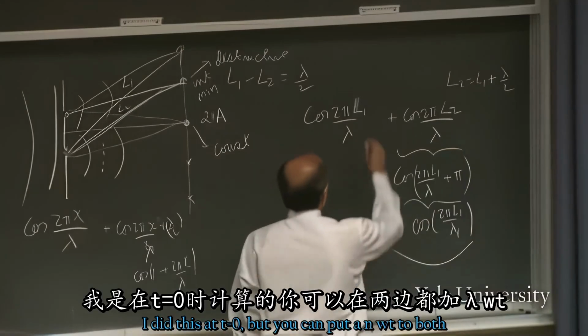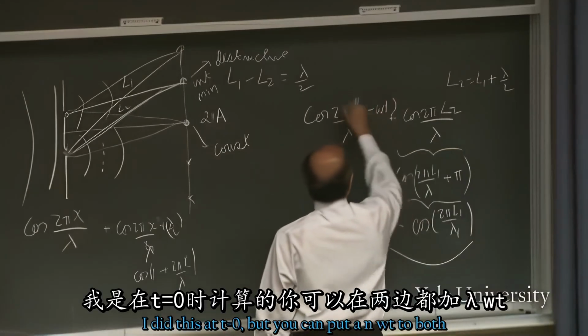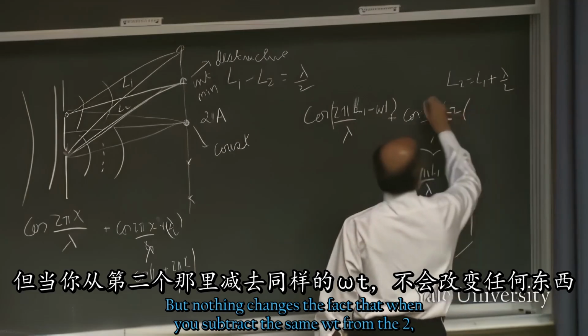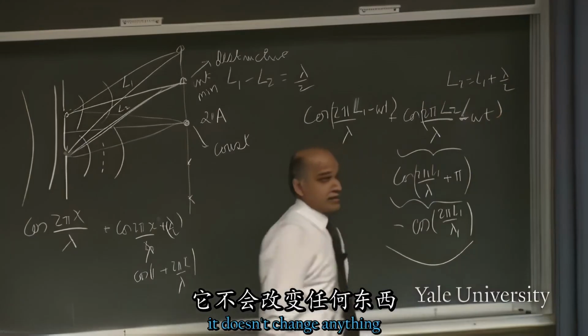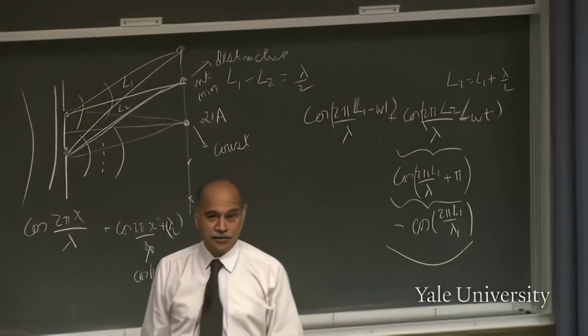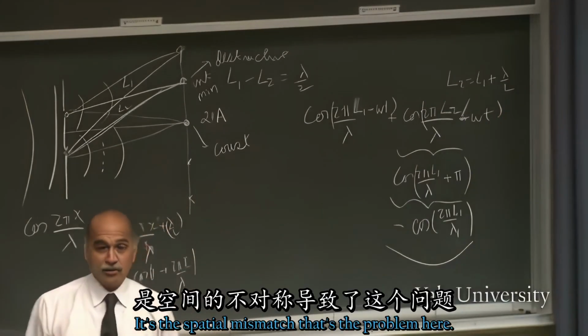I did this at t equal to 0, but you can put an omega t to both, but nothing changes the fact that when you subtract the same omega t from the 2, it doesn't change anything. So I didn't worry about the time. It's a spatial mismatch that's the problem here.